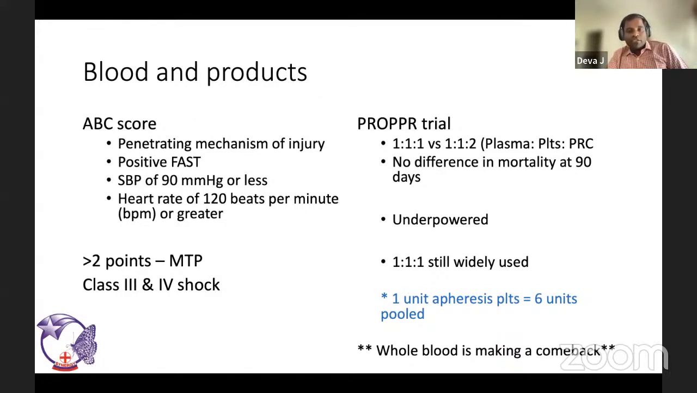Blood should be replaced with blood. How do we decide who is likely to need blood? There are several scoring systems that are available. We use this simple ABC score.